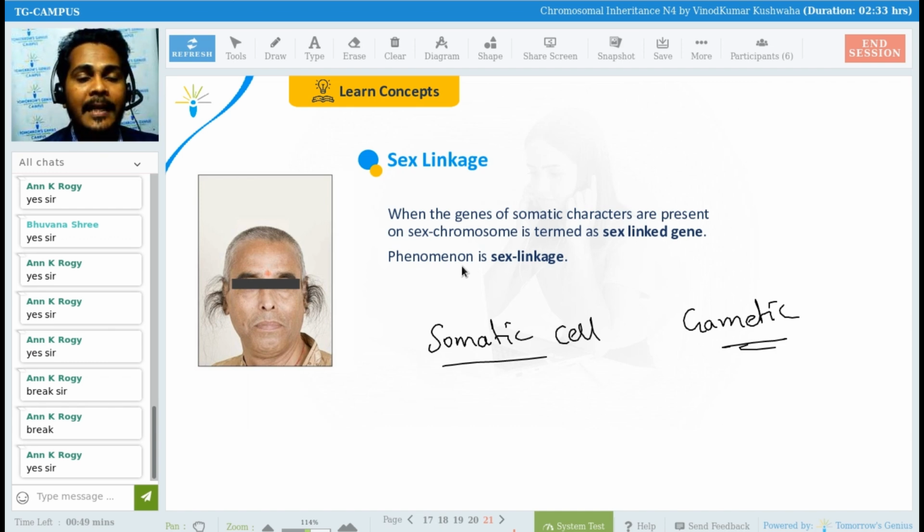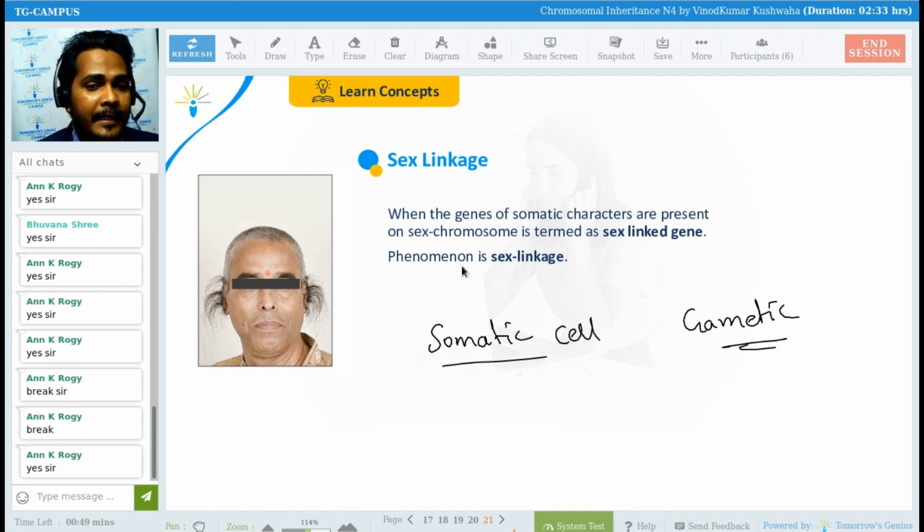So somatic cell means except the germ cells, or we can say except the sperm and egg. These are the gametic cells. Somatic cell means everything except sperm and egg. So all our body is made of somatic cells. They follow mitosis division, and gametic cells follow meiosis division, right?